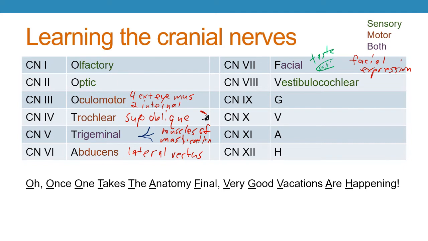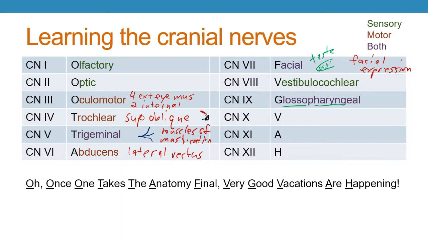The sense of taste from the back 1/3 of the tongue is provided by the glossopharyngeal nerve. Glossa means tongue in Greek. Pharynx is Latin for throat, so this is the tongue and throat nerve. It provides the sense of taste from the back 1/3 of the tongue, and it provides some motor to swallowing muscles and speech muscles in the pharynx.